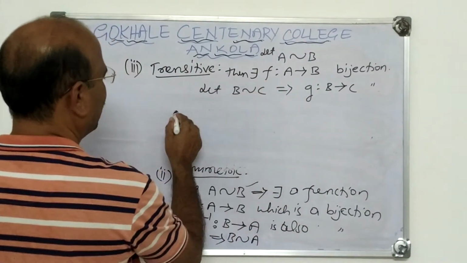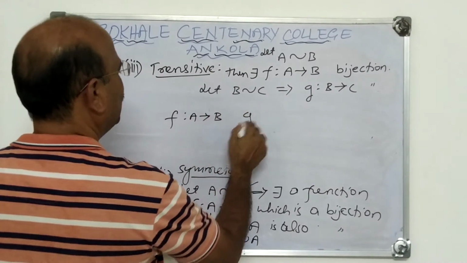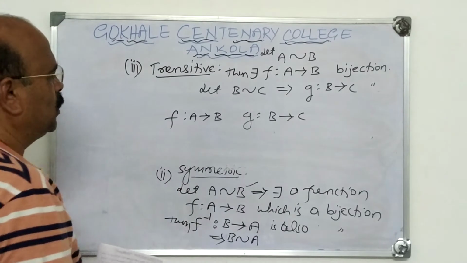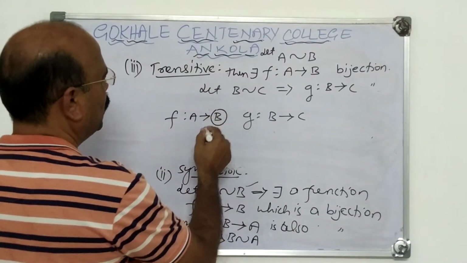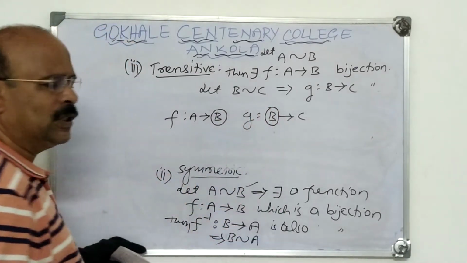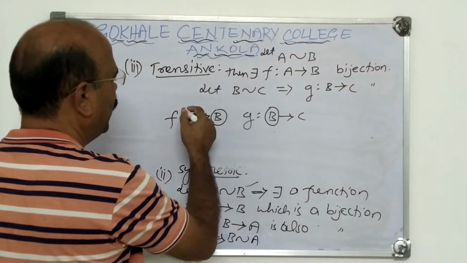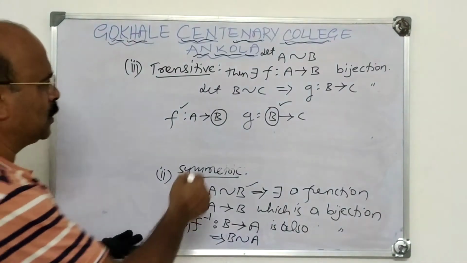Now two functions are there. f is a function from A to B and g is a function from B to C. See, the important thing is the codomain of f is the domain of g. Two functions are like this. And one more thing is both f and g are one-to-one functions.